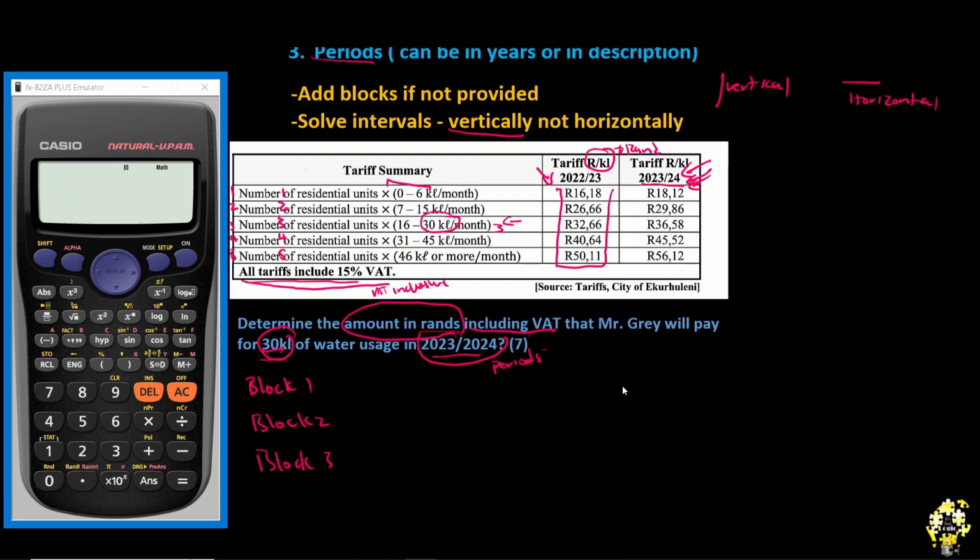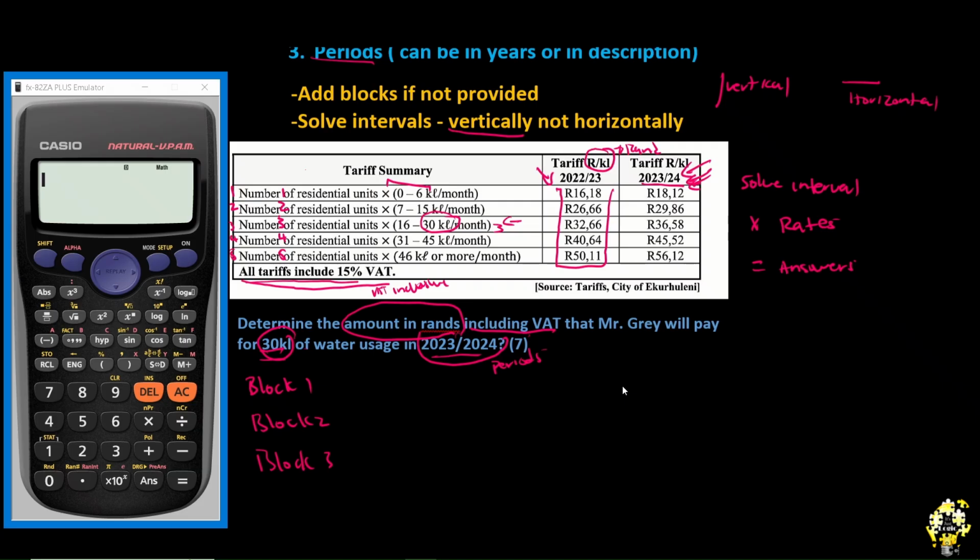How do we start? You solve the interval, you multiply by the rate, you get the answer. Let me put it here. Solve the interval, multiply by the rate, get the answer. That's what you're supposed to do. So let's do it. Solve the interval. What's the interval? The interval is 0 to 6.